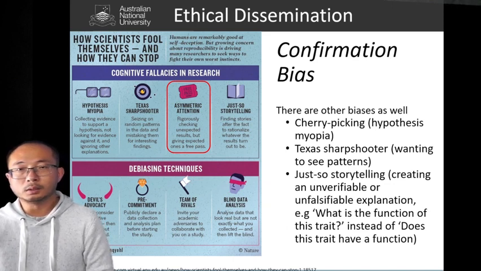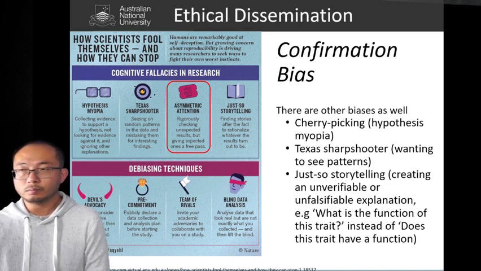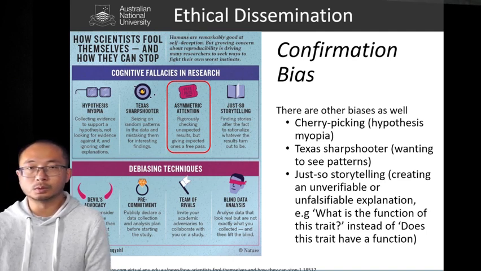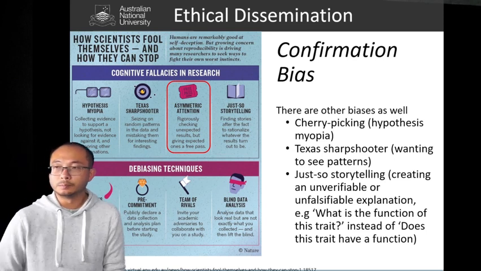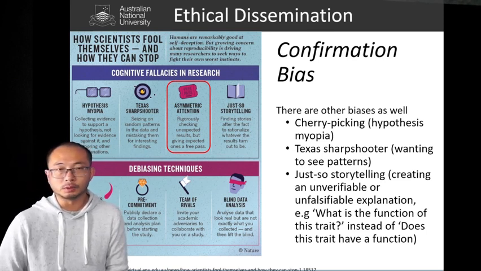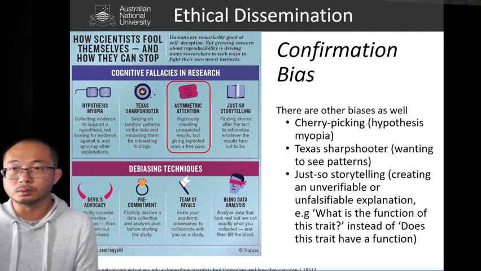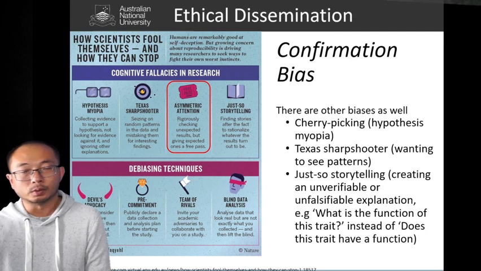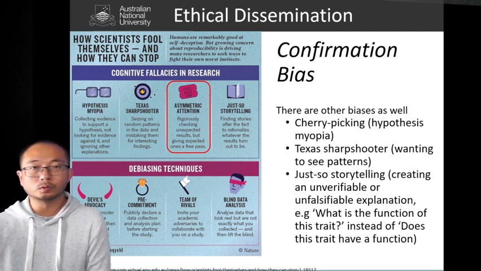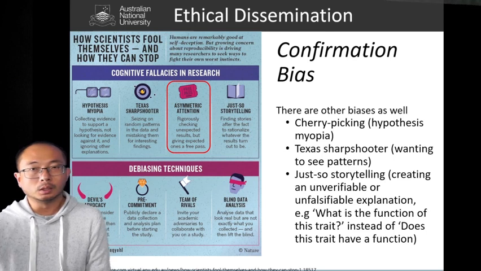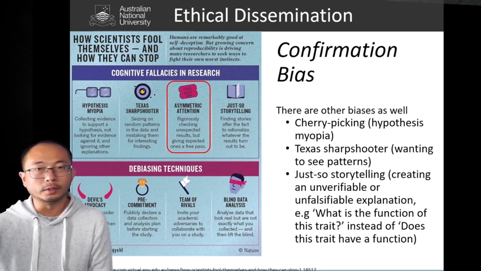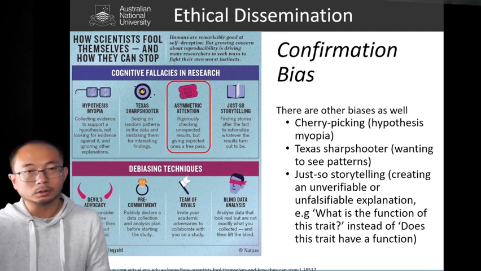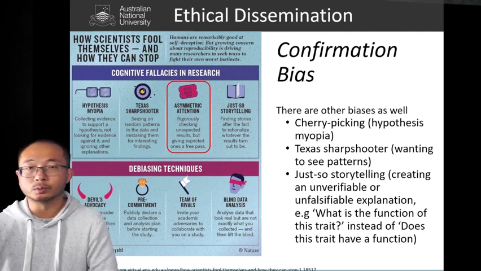So there are other biases as well. They are kind of linked to confirmation bias. So the most common one is to cherry pick, like to find evidence to support your hypothesis. Remember that when we do hypothesis testing, we are looking to reject the hypothesis. We never accept the hypothesis. So to collect evidence to support the hypothesis is to try to accept the hypothesis, which we will never want to do.